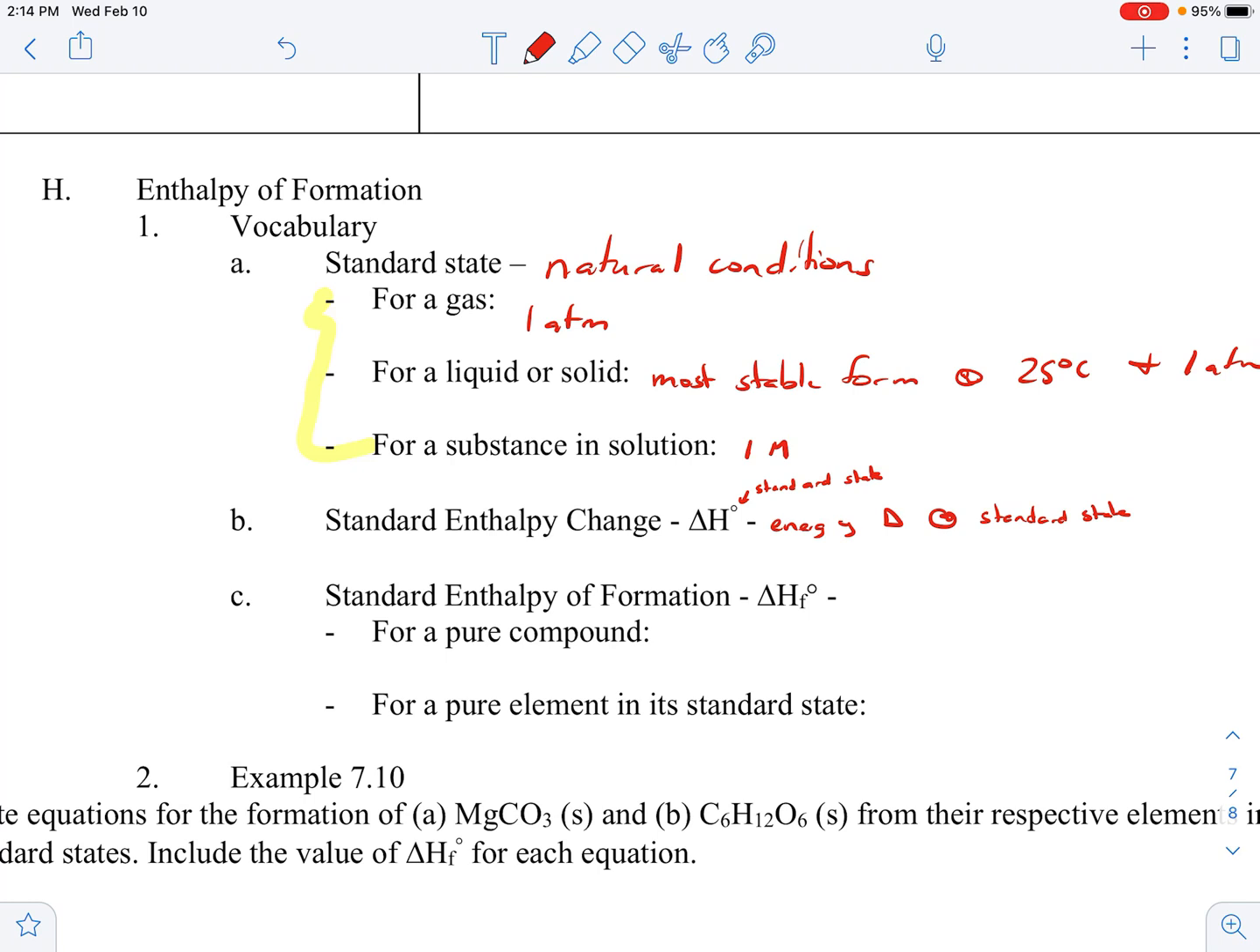We can talk about the enthalpy of formation. So how much energy does it take to form at standard state? For a pure compound, we're talking about 1 mole. How much energy does it take to form 1 mole of a substance? For a pure element in its standard state, if I'm looking at the oxygen in the air, how much energy did it take to form that? None. So for pure elements in their standard state, delta H of formation is 0. And we'll actually use that down below here.